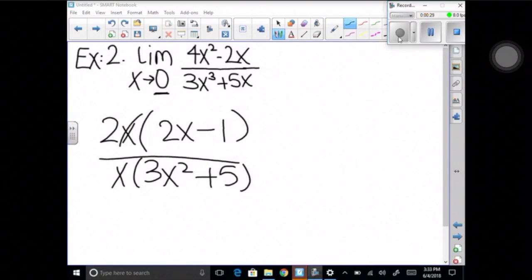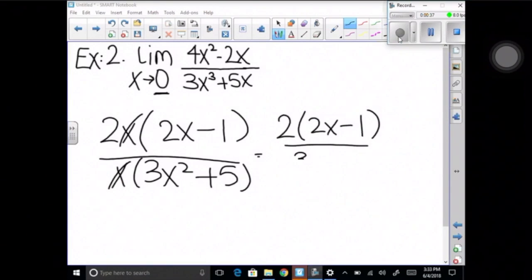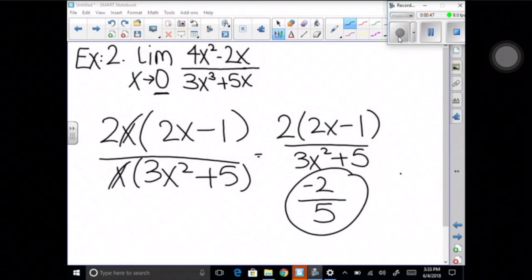Then you can cancel out the x's, which leaves you with 2 times 2x minus 1 over 3x squared plus 5. Then you can plug in your 0, which leaves you with negative 2 over 5, which works.